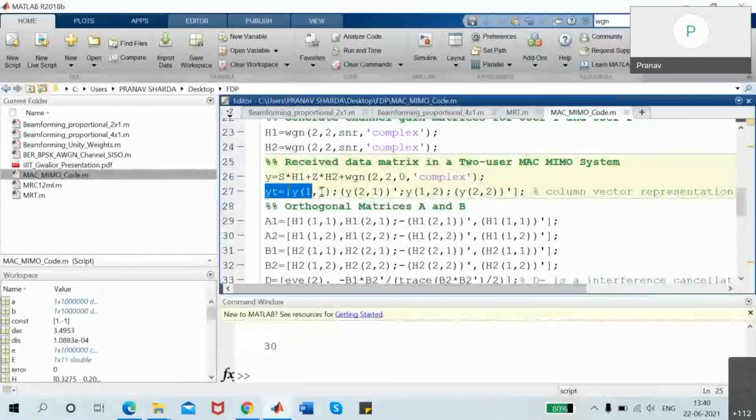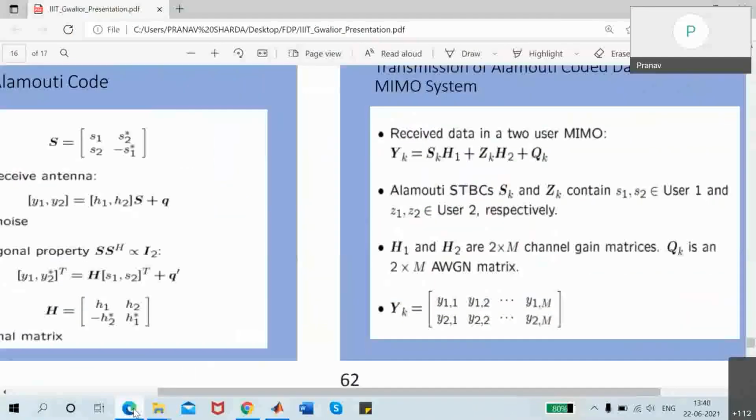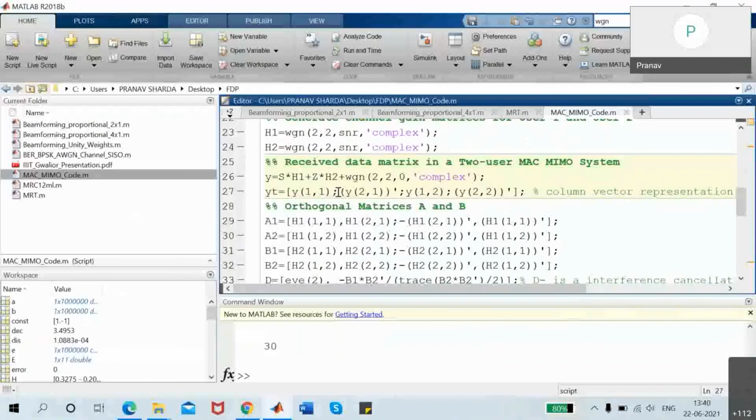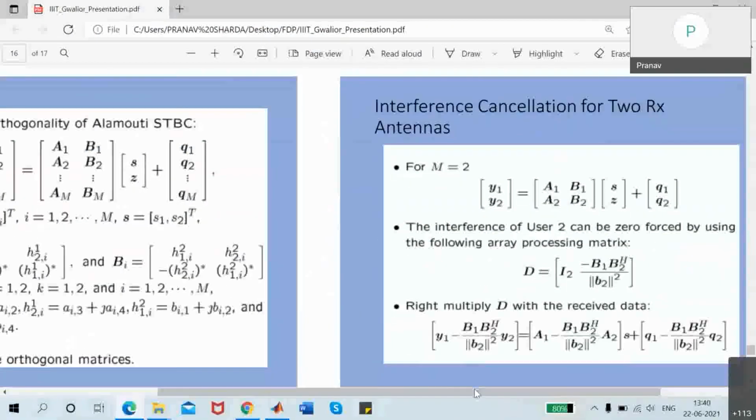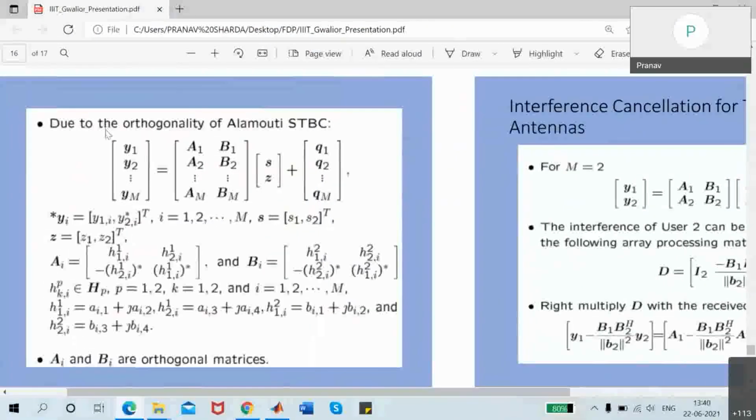So this yt is a column vector representation actually. In MATLAB, when you put a semicolon after writing an element, it switches to the next line. So this y of t is basically a column vector representation of line number 26. The reason is that this is what I am going to do.